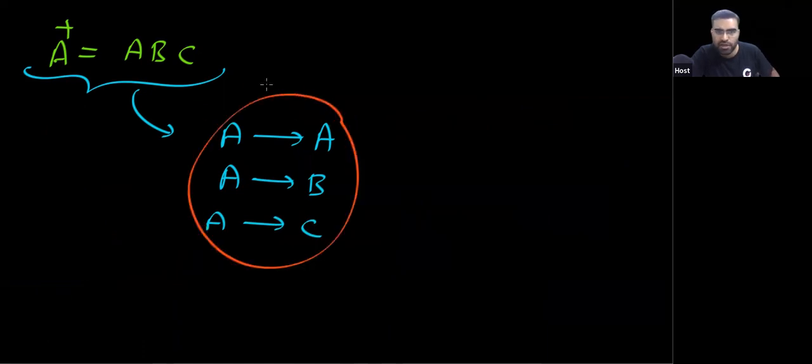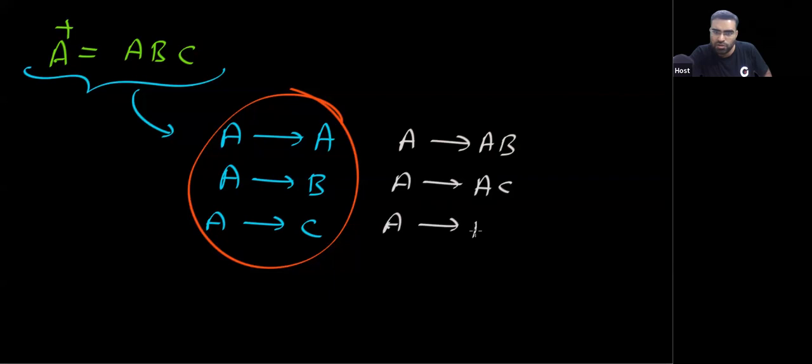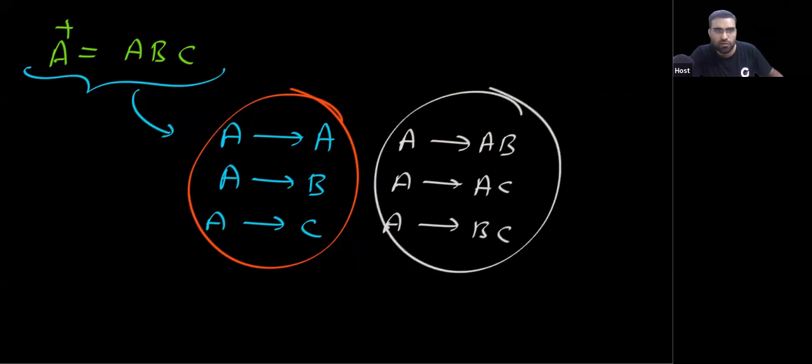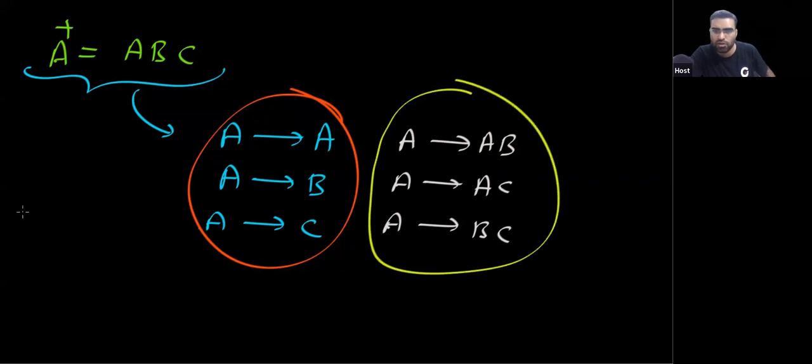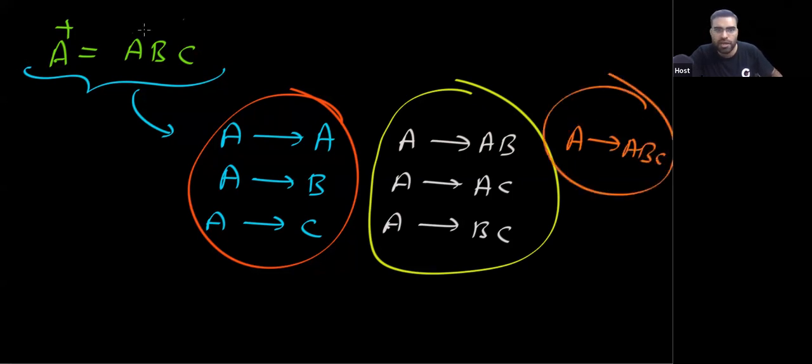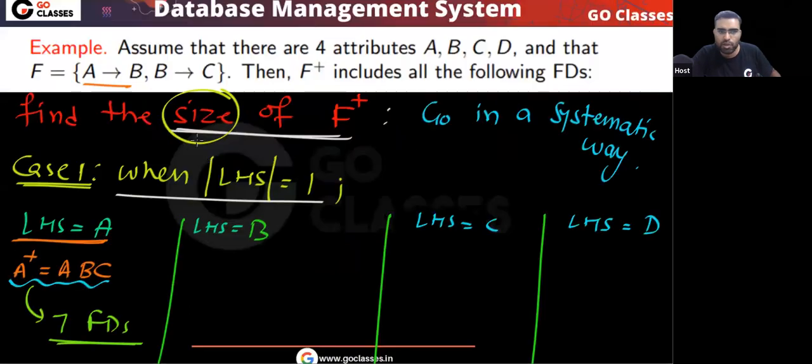Okay, what more can you get? I got 3 FDs. What more? I got this also, and this also. 3 more I got. What else can I create? So I can also create this FD, ABC. So in total how many did I get? I got 7. Yes or no? Is this clear? Did you understand?